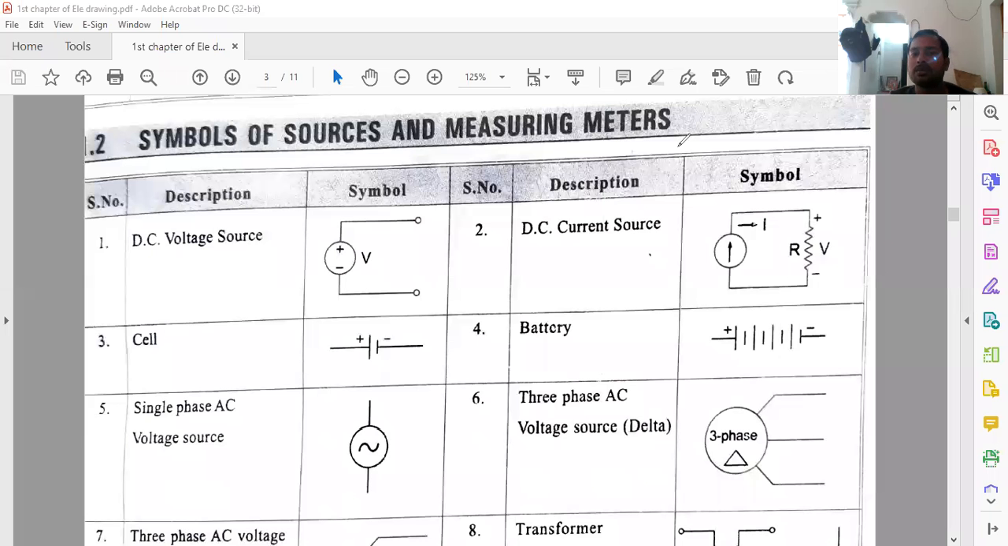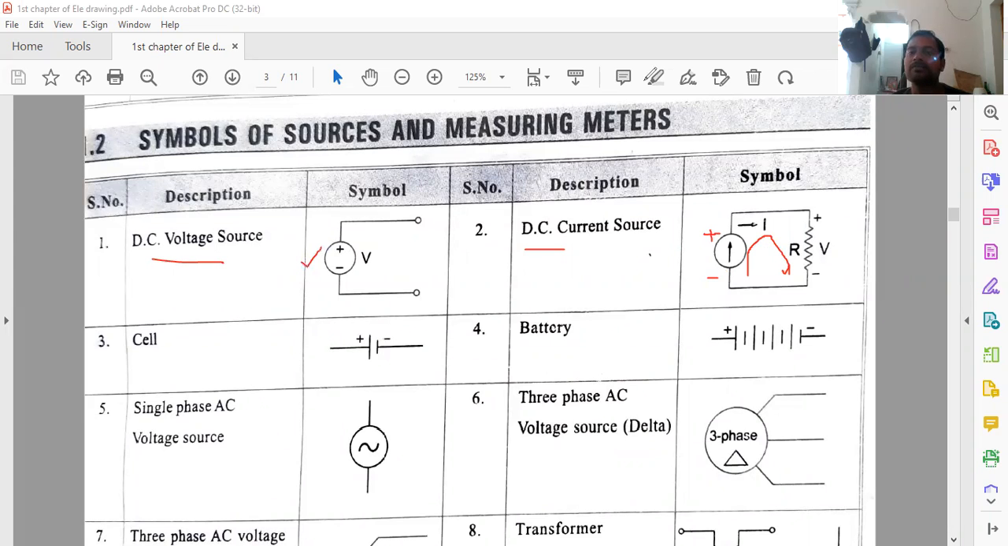Symbols of sources and measurements. The representation of a DC voltage source has two symbols, one positive and one negative, represented in this manner. This is the symbol of a DC voltage source, and the second one is the DC current source. The current source is an arrow: with an up arrow, current flows in this direction, and with a down arrow, current flows in that direction. So this is the representation of DC current, and this is the representation of a DC voltage source.